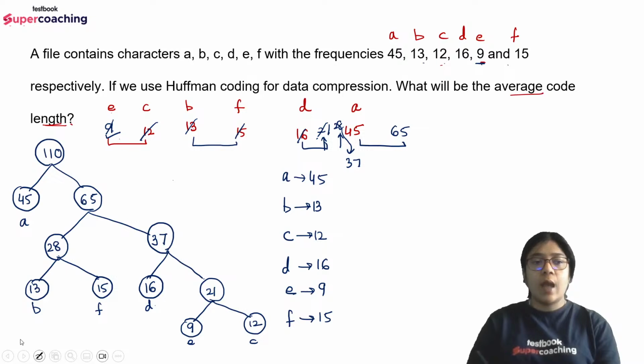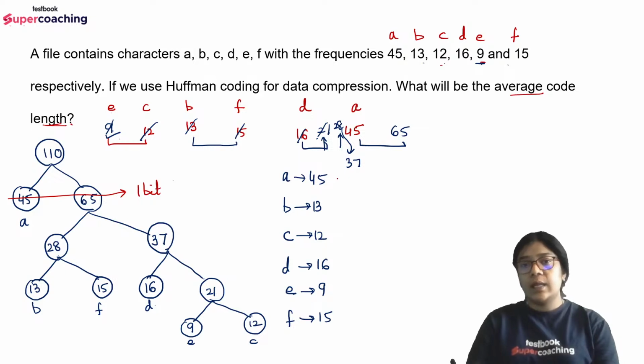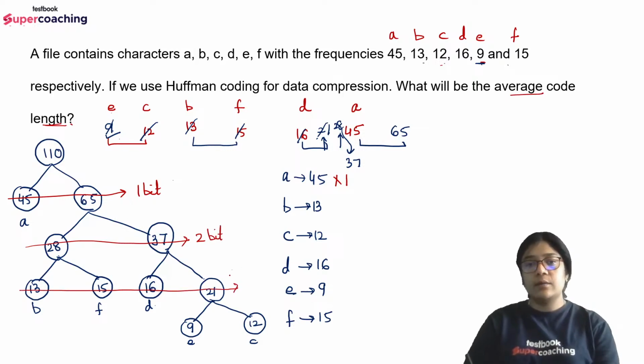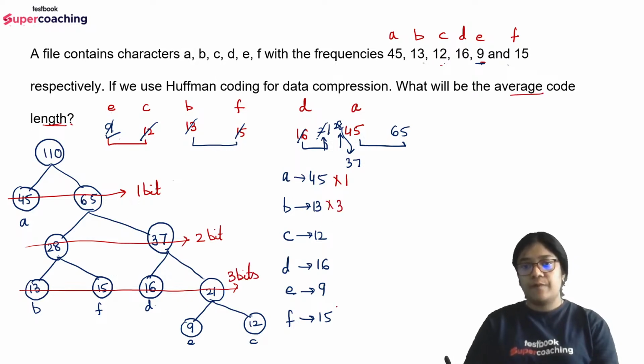Now check at what level we are getting these letters. A is coming at the first level, so 1 bit is required. A needs only one bit. For B, F and D, 3 bits are required. C and E need 4 bits.